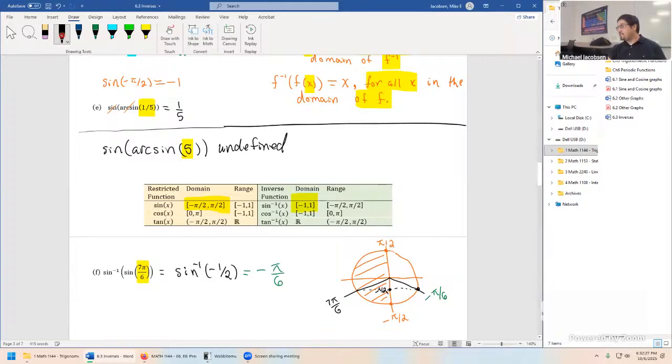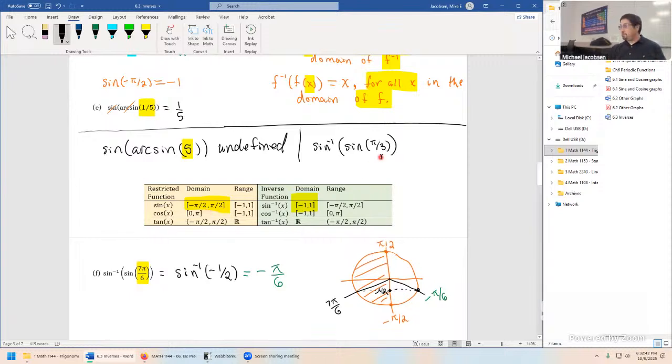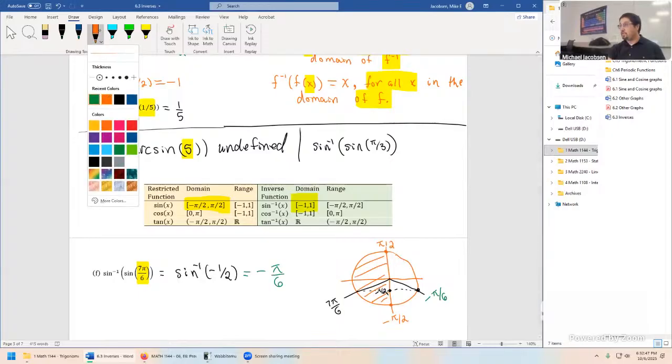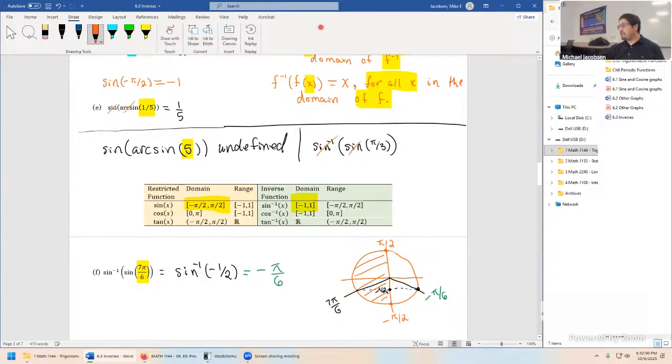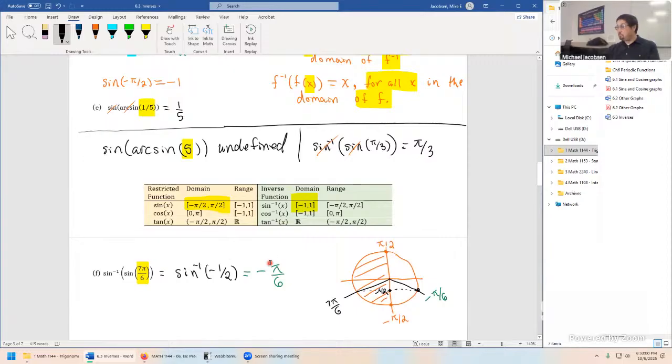If it looked like this instead, sine inverse, and let's put something that's actually in the right domain. Let's put in maybe sine of pi over 3. This one's no bother because pi over 3 is way up here, and the cancellation laws would work on this one. Sine inverse cancels with sine because the x this time is in that right domain, and we would just get pi over 3. It only comes out as something different whenever we are outside of this domain.